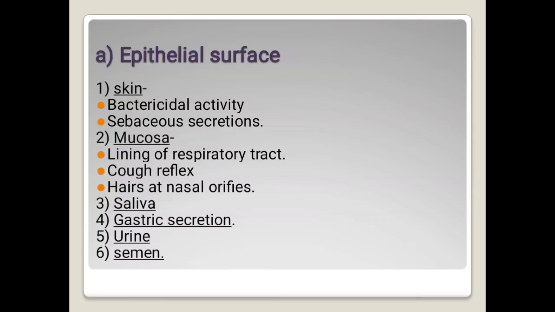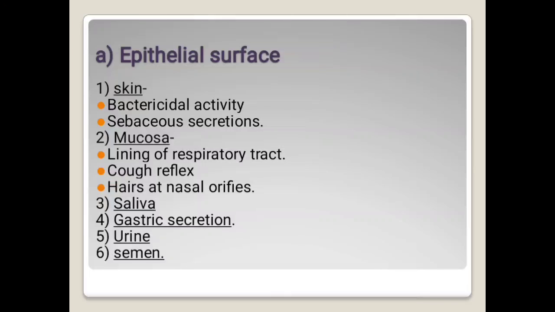First is the skin. Skin shows bactericidal activity. Healthy skin possesses bactericidal activity. Why? Because the skin contains a high concentration of salt in drying sweat, and due to the presence of this high concentration of salt, foreign bodies do not easily enter the body. Second, sebaceous secretion occurs at the skin level, and it consists of long chain fatty acids which play a bactericidal and fungicidal role. So the skin shows bactericidal activity, meaning it prevents the entry of microbes inside the body.